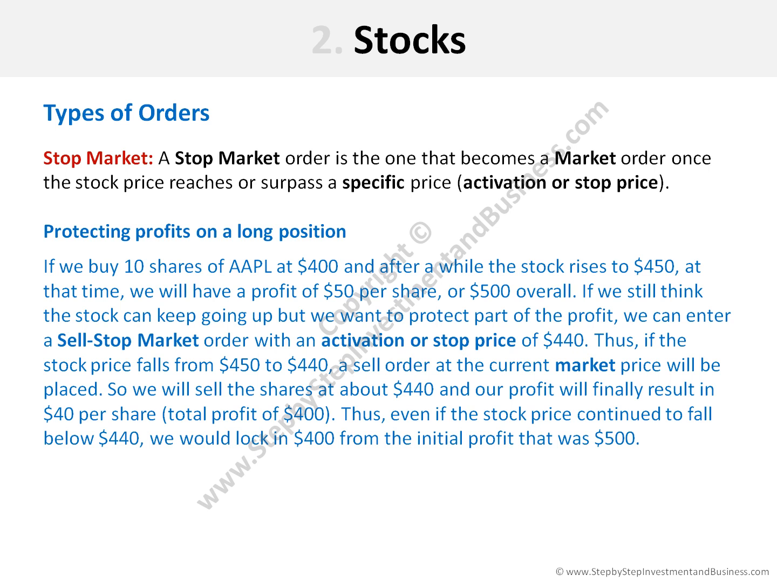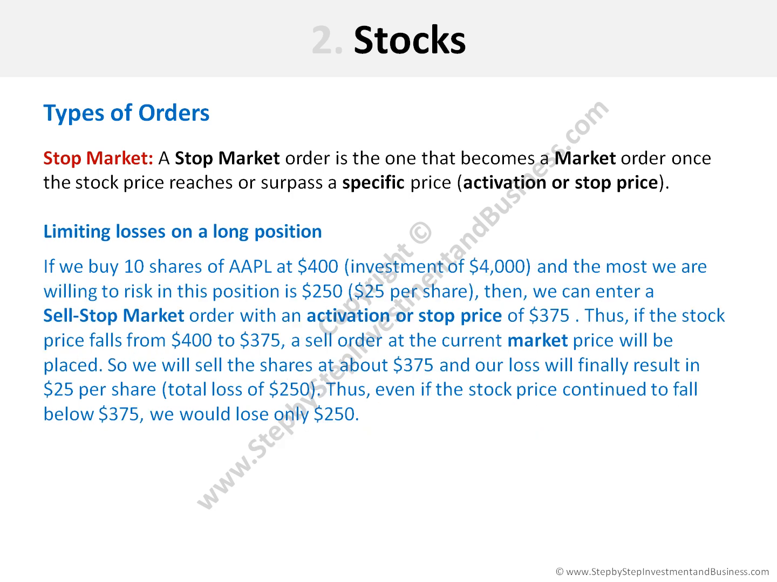Thus, if the stock price falls from $450 to $440, a sell order at the current market price will be placed. So we will sell the shares at about $440, and our profit will finally result in $40 per share. That is, a total profit of $400. Thus, even if the stock price continued to fall below $440, we would lock in $400 from the initial profit that was $500.